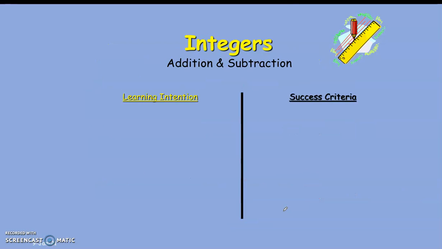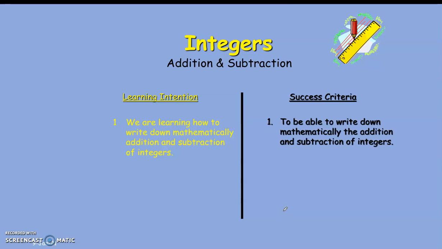Okay. Right, on to the main part of our lesson today. Our learning intention is that we are learning how to write down mathematically addition and subtraction of integers. You're going to be given some wordy questions today, and you're going to have to decide: am I adding those integers or am I taking them away from each other? We will know if we're successful if we are able to write down mathematically the addition and subtraction of integers. So after reading the question, do we understand whether we're adding or subtracting these integers, and are we actually able to write these out as some sums?